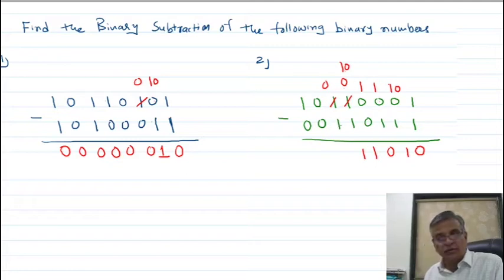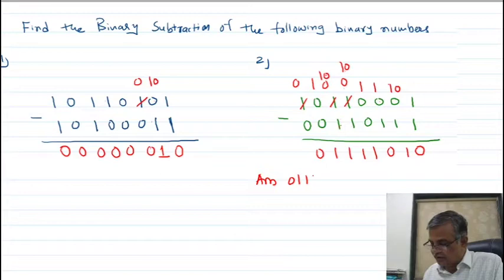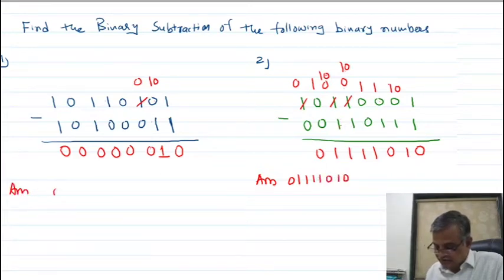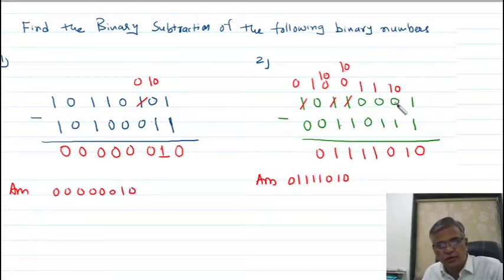I cannot take the borrow here. See for this, I can take from the 0, this is 1, this is 10. 10 minus 1 is 1 and 1. So my answer for this is 1, 0, 1, 1, 0, 1, 0. Your answer is 0, 0, 0, 0, 0, 1, 0.